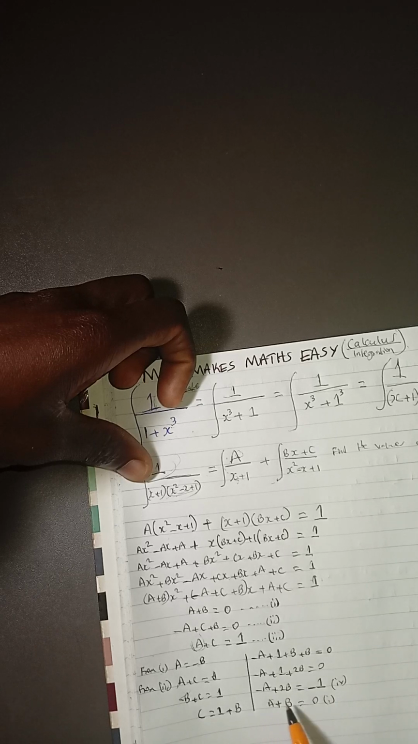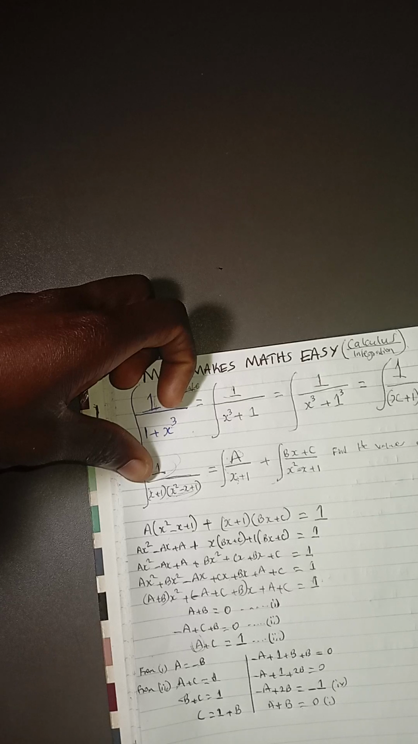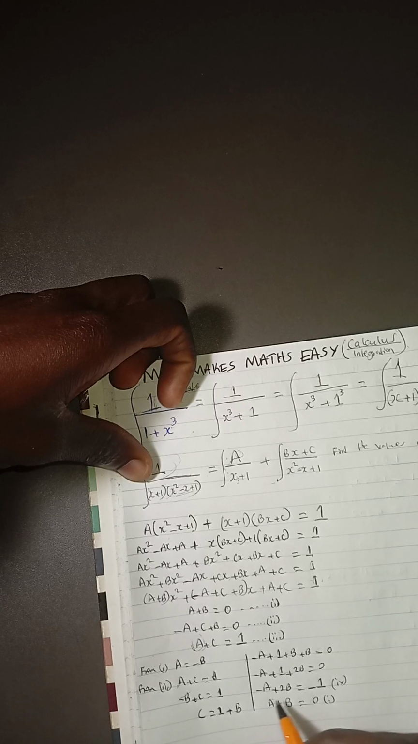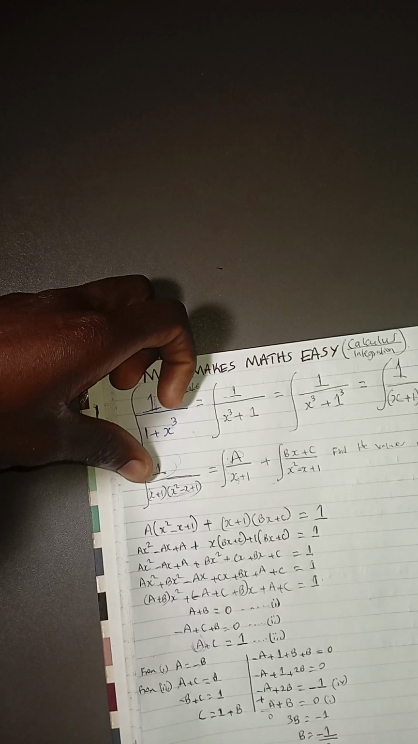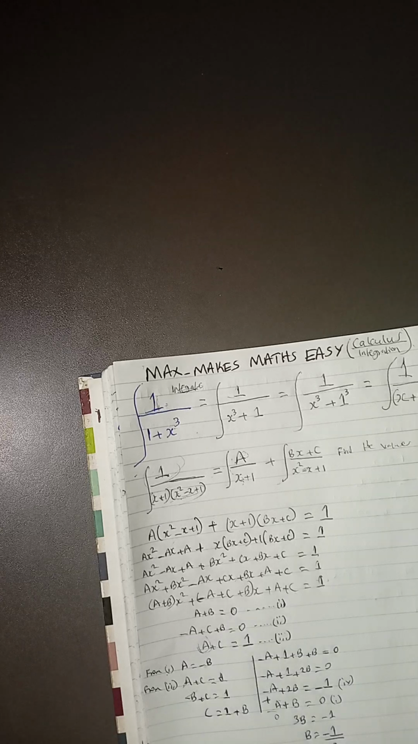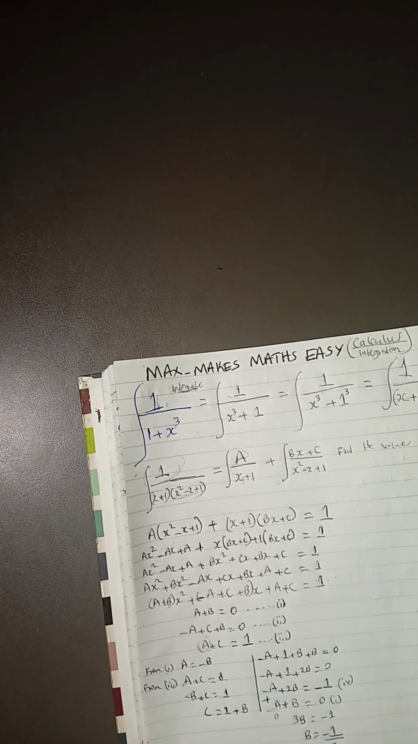So from here we can eliminate either a or b to find the value of b. We are going to add, then minus a plus a will be 0. Then 2b plus b will be 3b. Then minus 1 plus 0 will be minus 1. Then we will find our b as minus 1 over 3.